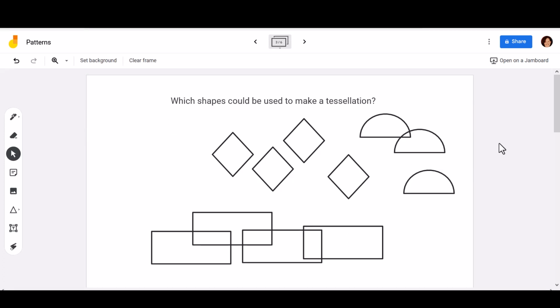Not all shapes can tessellate. Ask them to try to predict which of these shapes can tessellate and play around with them, see if they can fit them together without overlapping and with no spaces in between, and identify the tessellating shapes and those that can't tessellate. You can have them see if two different shapes could tessellate together.